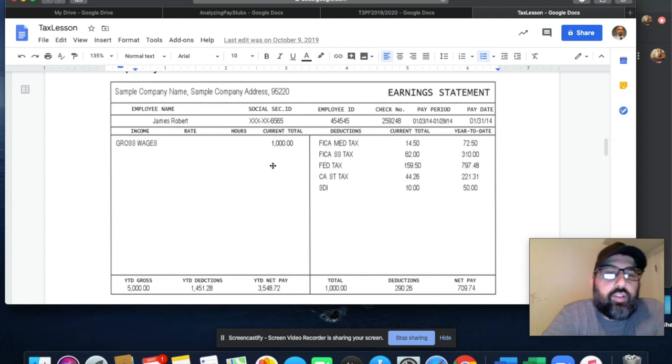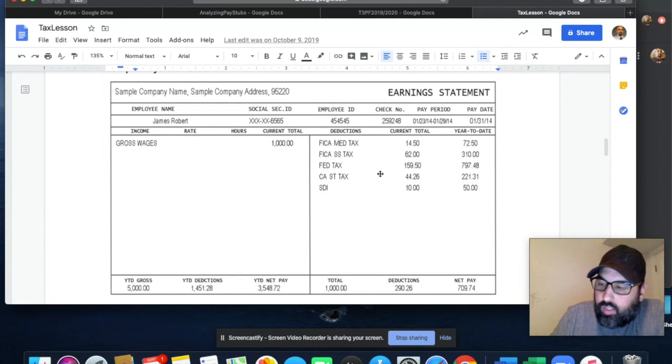So if they make $1,000 in a week, how much do you think that they're going to make in a year? If you said $52,000 in a year, you are correct. So if they get paid $1,000 every week, times 52 weeks in a year, it looks like they're going to make about 52 grand in a year.